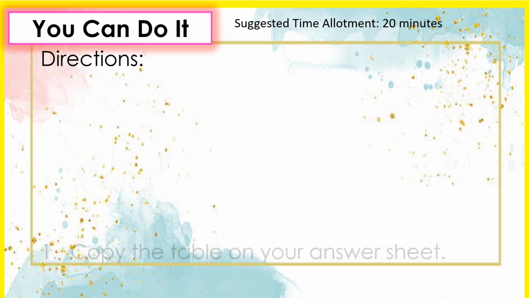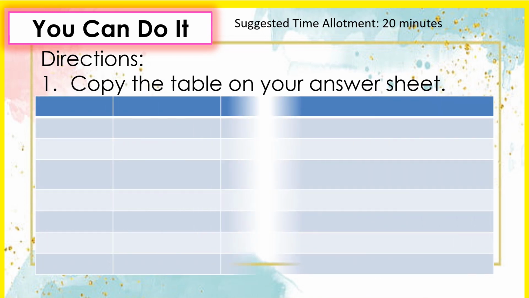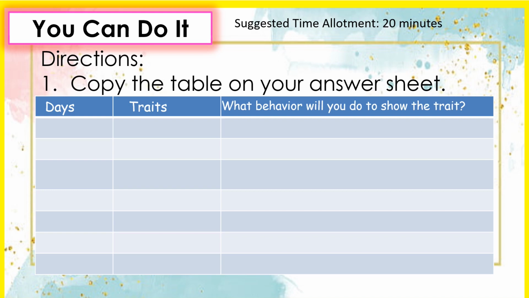You can do it. Suggested time allotment 20 minutes. Directions. Copy the table on your answer sheet. So here we have 3 columns. For column number 1, please write the days. Traits for column number 2. And for column number 3, what behavior will you do to show the trait?